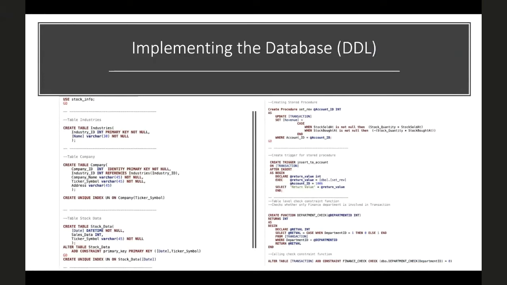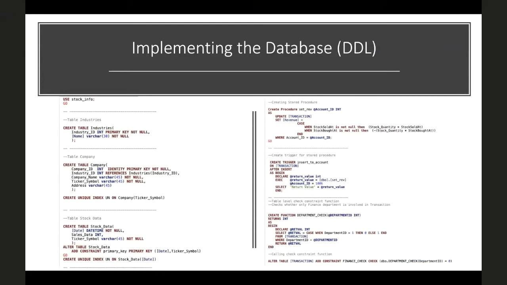We also created a unique index here because the ticker symbol is not part of the primary key. And we have the stock data with the date time as the primary key, and again creating a unique index on the date. Moving forward, we have different functions, triggers, and check constraints that we used.